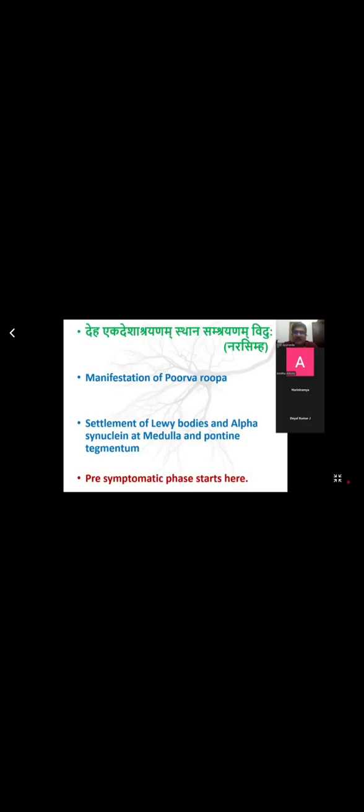So the dislodgement, the manifestation of Purva Rupa, or the settlement of Lewy bodies and alpha-synuclein at the medulla and pons tegmentum can be considered as the Sthana Samsraya Avastha. Up to this, we may not be able to diagnose properly. From this phase, the pre-symptomatic phase starts. That means the constipation, hyposmia, etc. start from this phase.